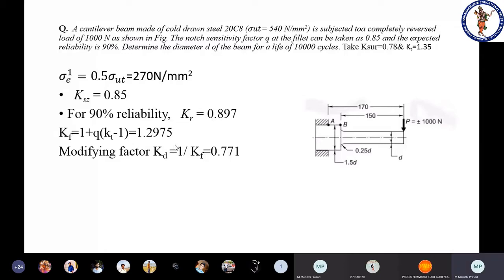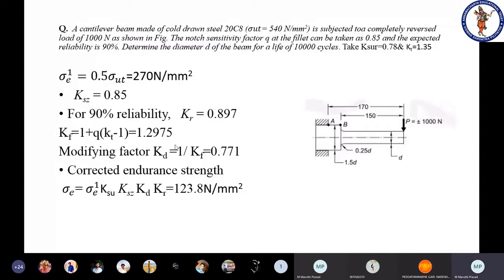Then we are calculating the corrected endurance strength. Sigma e is equal to sigma e dash into size factor into surface factor into reliability factor into modifying factor. By introducing all these factors, we got the endurance strength as 123.8 Newton per mm square.